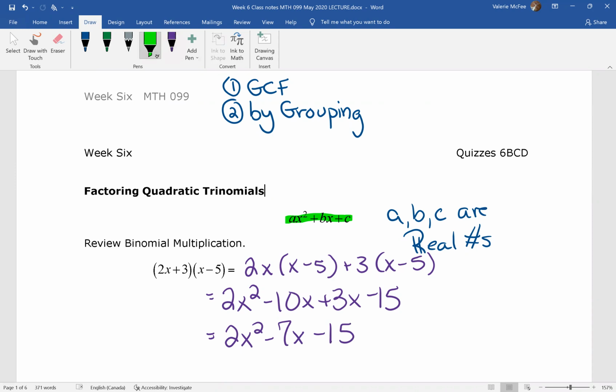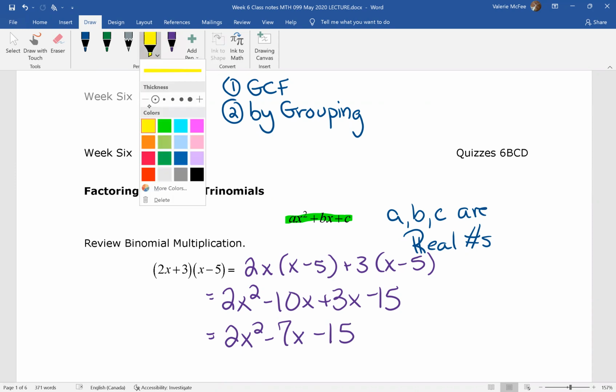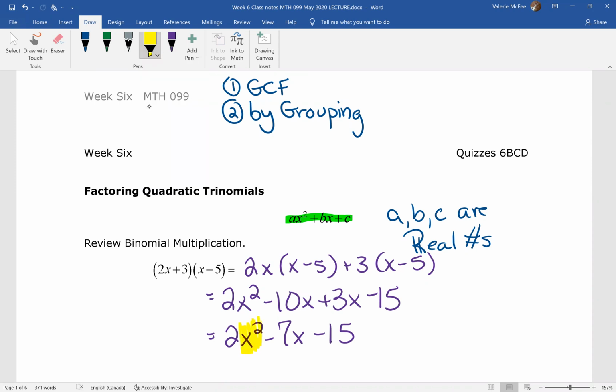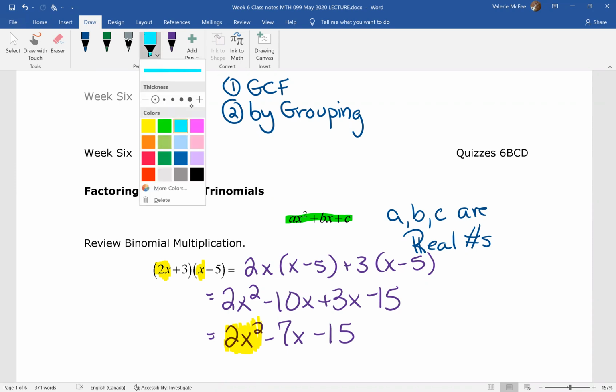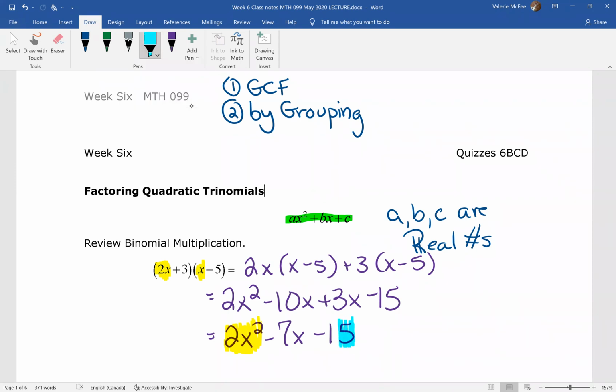Let's take a minute and look more closely at that trinomial. We can see where the 2x squared comes from. It comes from multiplying the first two terms, 2x times x gives us 2x squared. We can see where the minus 15 comes from. It comes from multiplying the last two terms, plus 3 times negative 5.